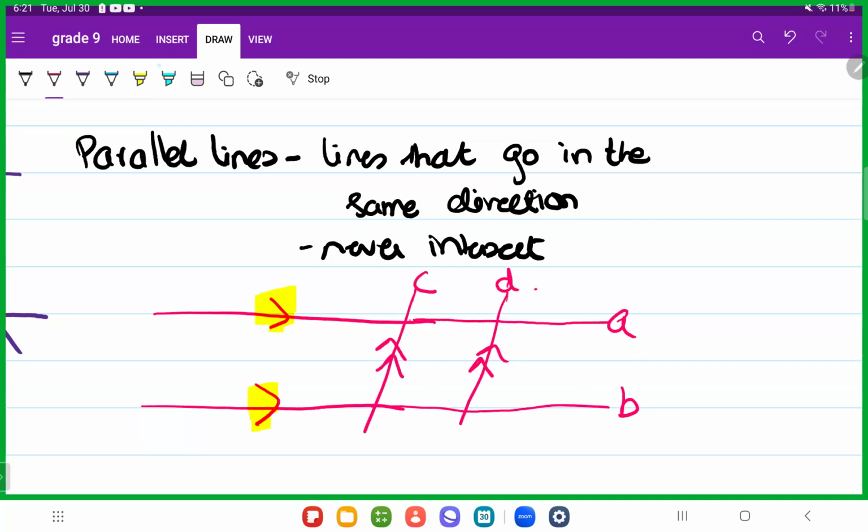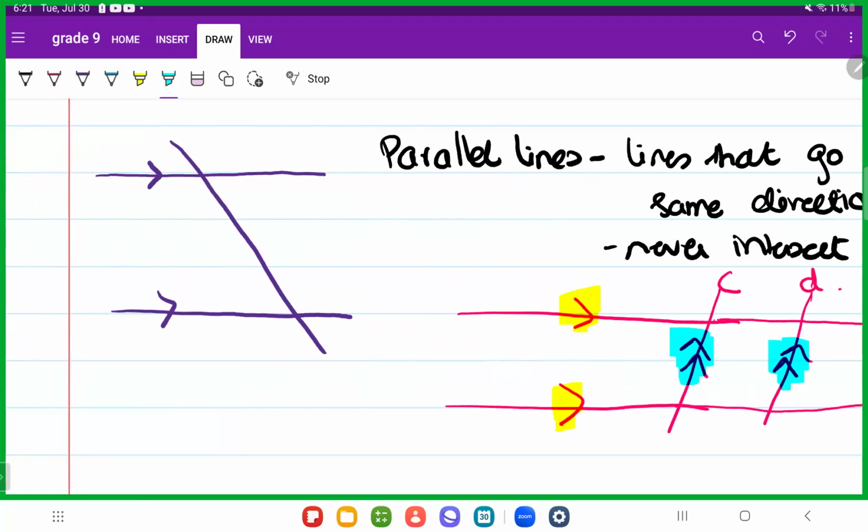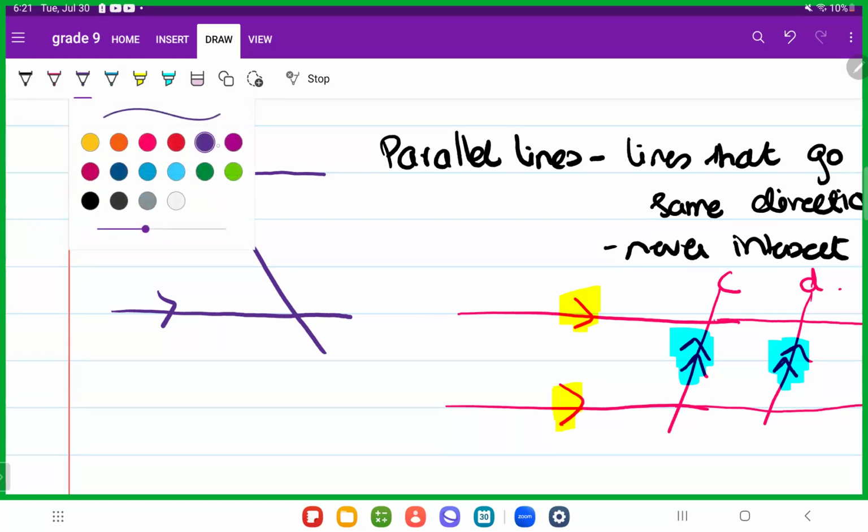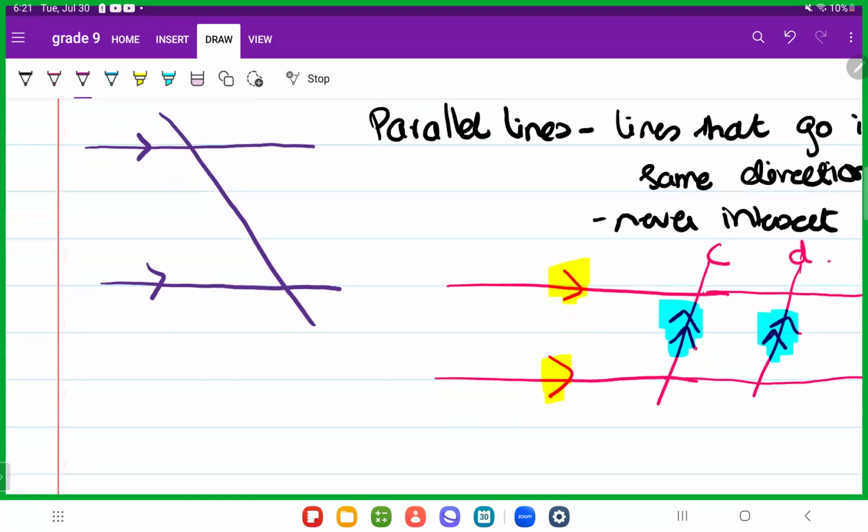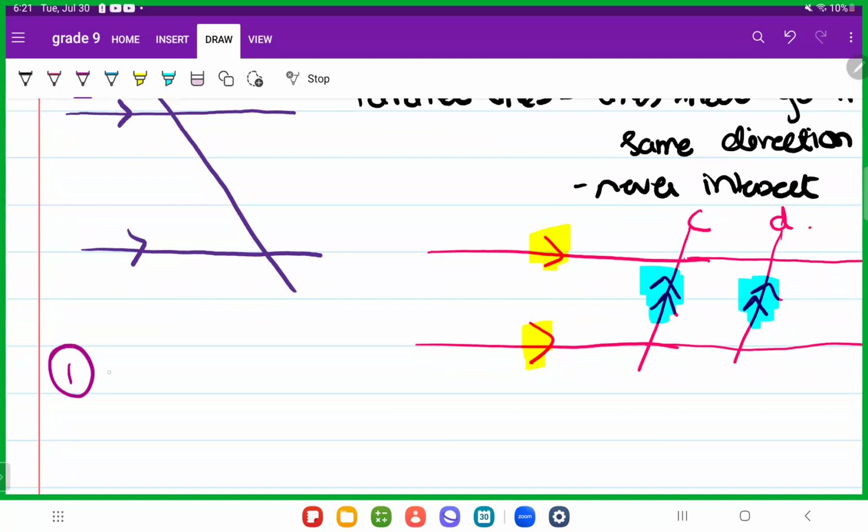So the property for parallel lines is, we have two types of angles. First is the corresponding angles and then we have the alternate angles. Let's talk about corresponding angles.